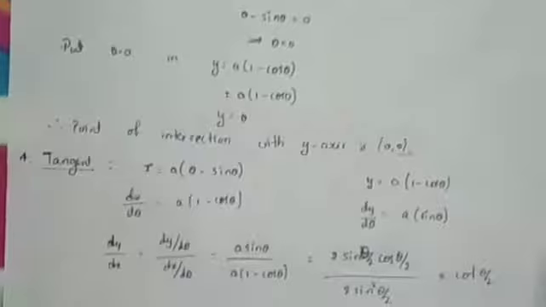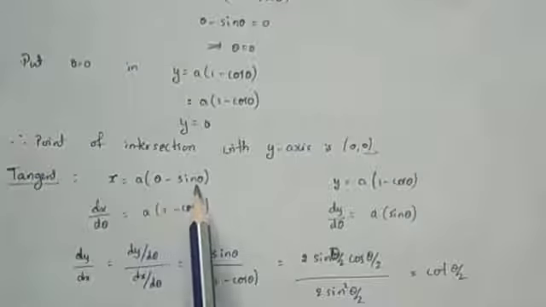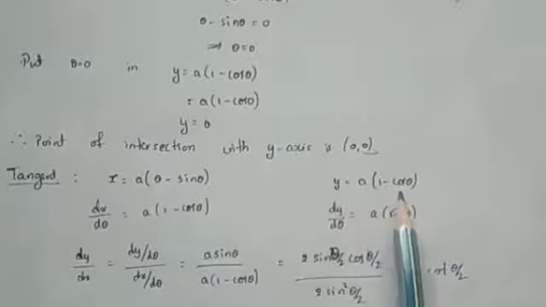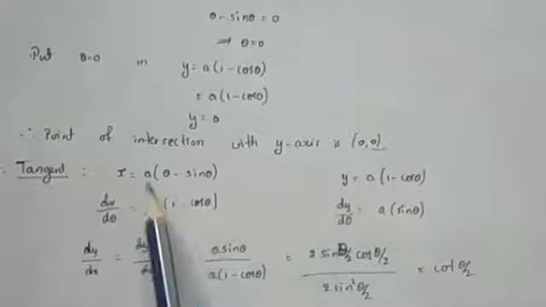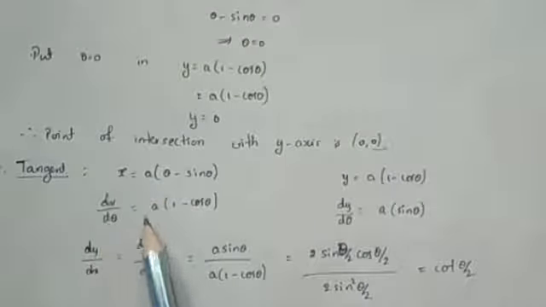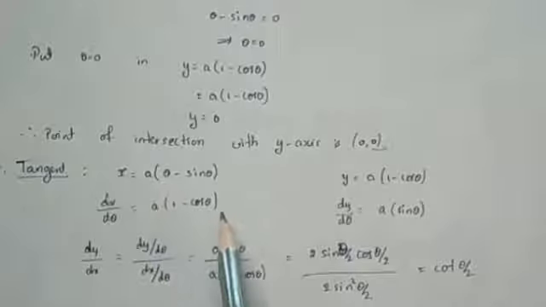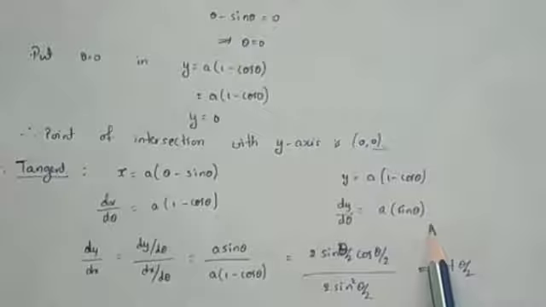The next point is the tangents. x is equal to a into theta minus sin theta and y is equal to a into 1 minus cos theta are the given curves. Differentiate these two curves. We get dx by d theta is equal to a into 1 minus cos theta, dy by d theta is equal to a into sin theta.